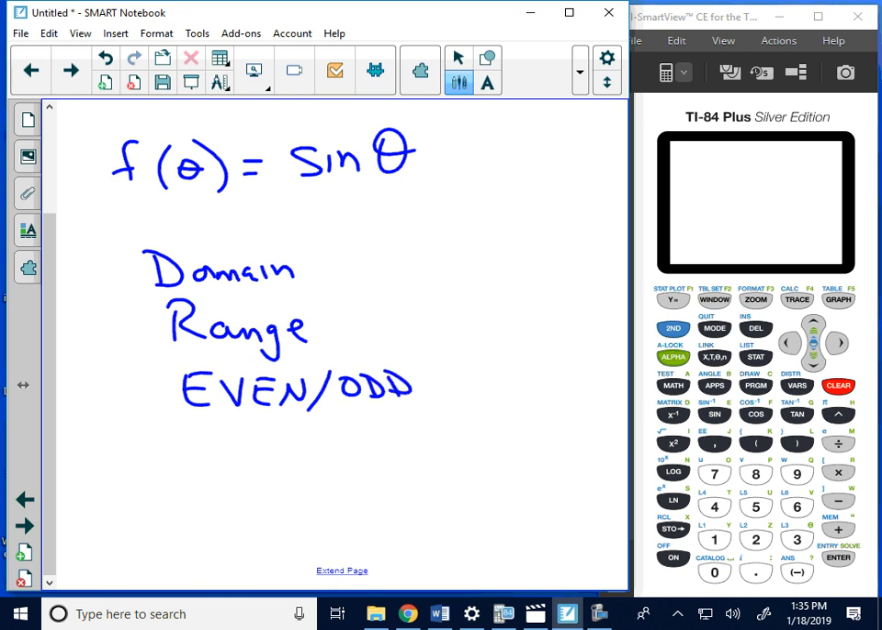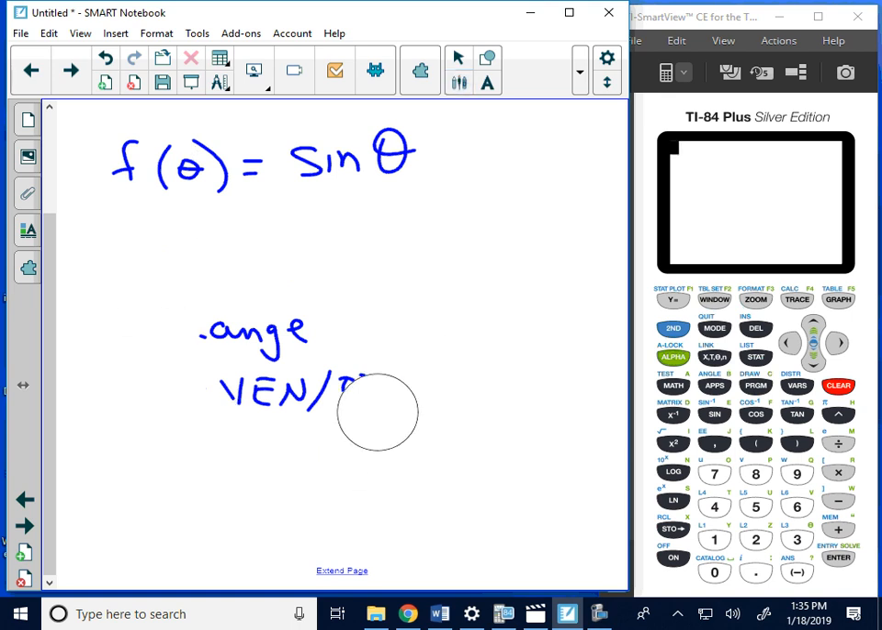And the other thing we'll talk about for these trig functions is something called the period. These functions have a tendency to repeat. So if we figure this out for the sine, then we should be okay for the other ones as well. Okay, so what do we mean by domain and range?